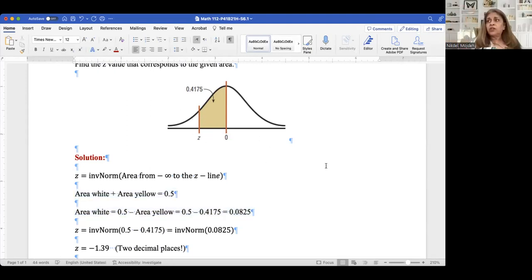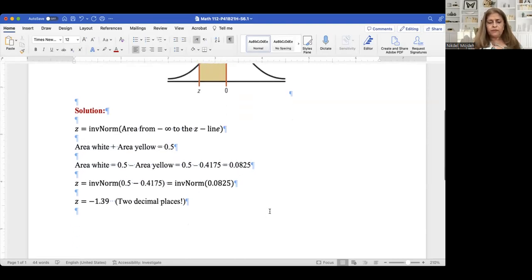Because the area under the whole thing is what? So the area of this little white region that we are looking at, because we want z norm, is the area from negative infinity to the z line. So the area of this white plus the area of this yellow is half. Now, I want to find the area of this little white. So it's 0.5 minus the area of the yellow. So 0.5 minus 0.4175 is 0.0825.